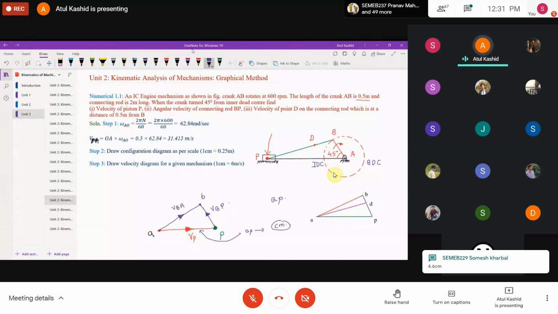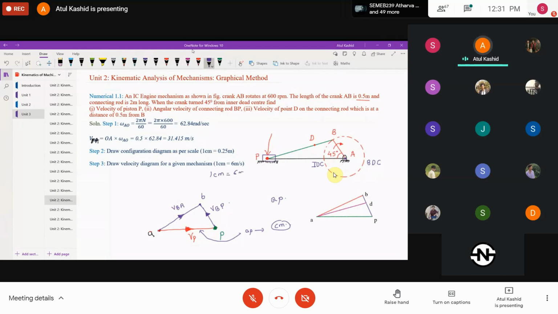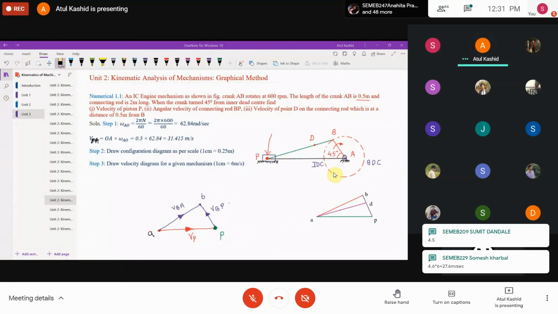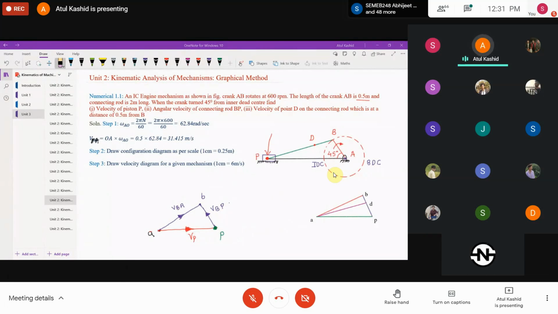Then again go to the scale. For the velocity diagram, we have taken the scale as 1 centimeter equals 6 meter per second, right? So whatever centimeters you get, you have to equate and find the velocity of piston in meter per second. So do this and tell me the answer for the velocity of piston. Okay, Somesh has said 27.6. Directly tell me the velocity in meter per second.